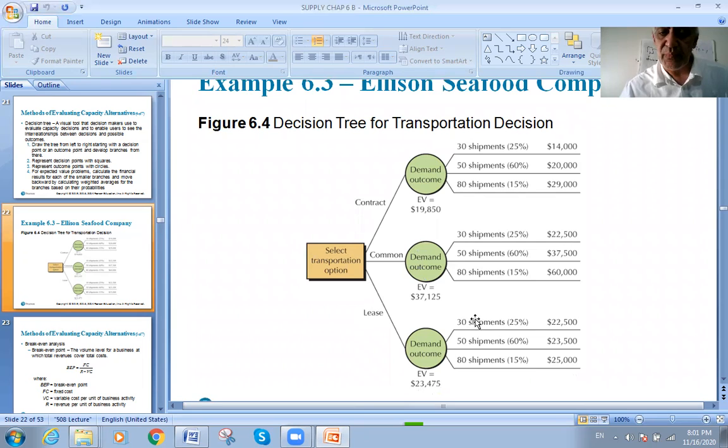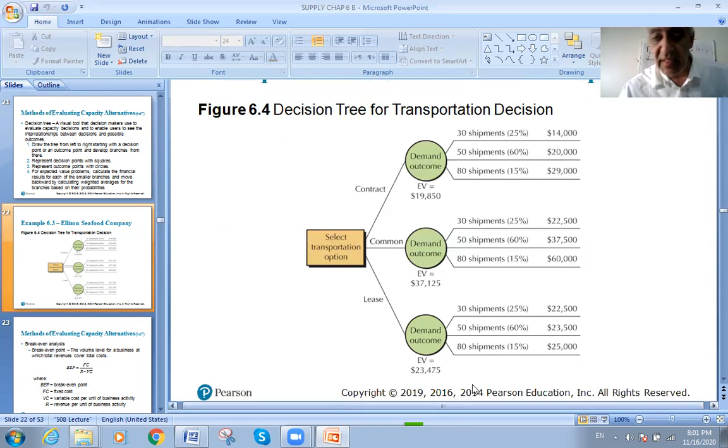Second one, 22,500, you will multiply by 25%, plus 37,500, you will multiply by 60%, plus 60,000 multiplied by 15%. And when you add all of them together, they will be 37,125. Third one, 22,500 multiplied by 25% plus 23,500 multiplied by 60% plus 25,000 multiplied by 15%.